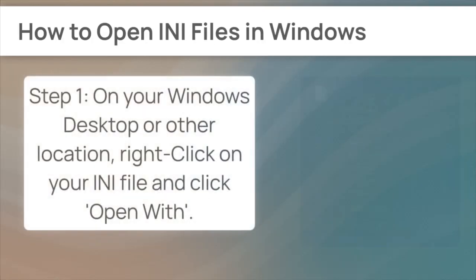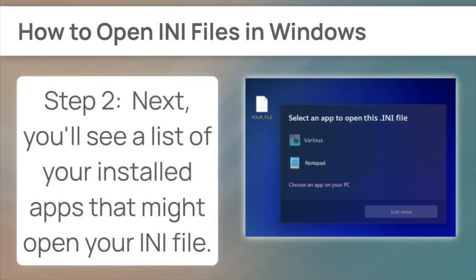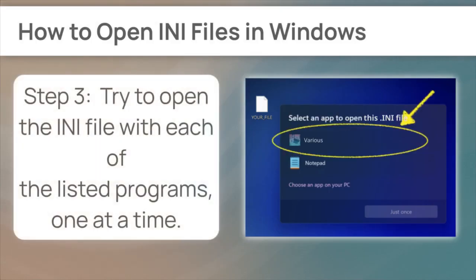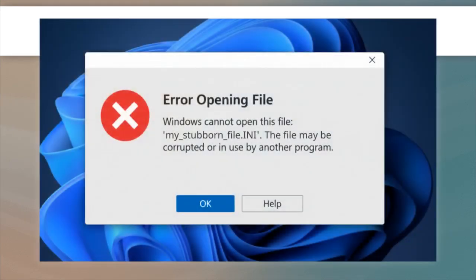We'll systematically check compatibility. Right-click your INI file and choose Open With. Start with the most relevant looking option in the list, especially anything mentioning a compatible app. If it fails, try the next app until one opens it. When your INI file isn't responding, don't worry, it's typical.